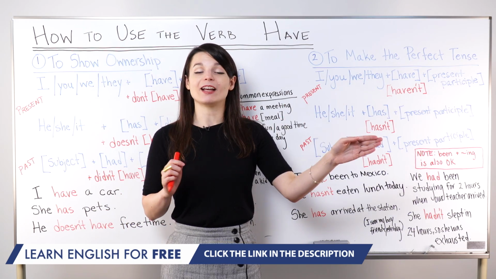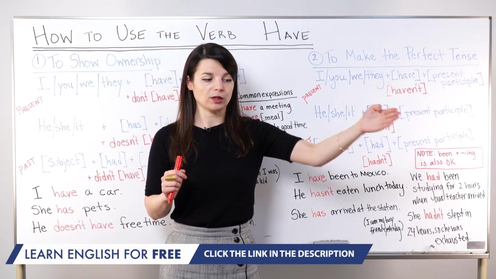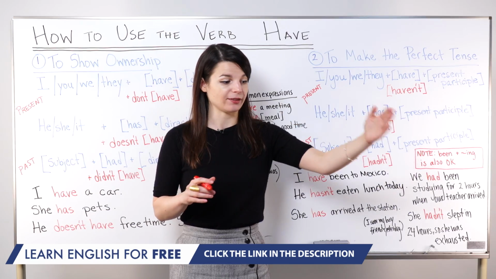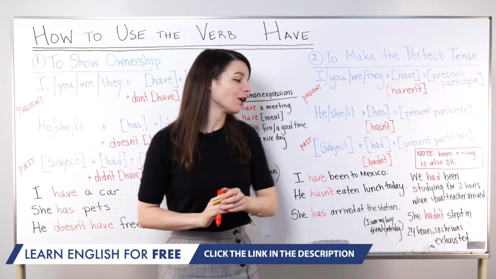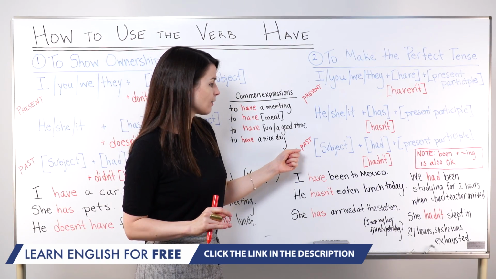Like, oh, she has arrived at the station and maybe now she is waiting. So we use it to talk about those kinds of sequences of events. Like she has arrived now, she's in that station waiting for us. Okay, so let's take a look now at the past form of this.